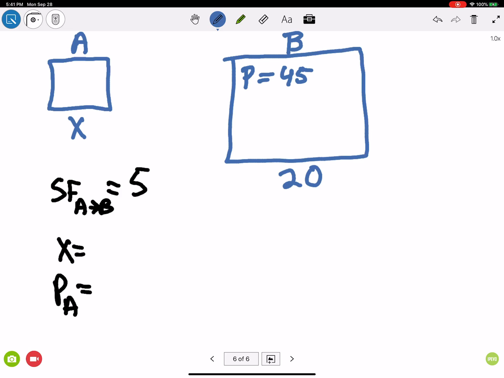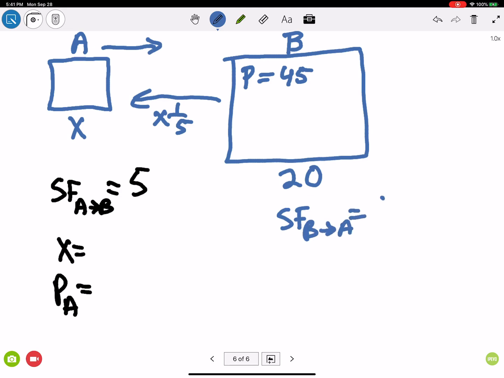Now that you're back, here's what you should have done, or could have done. If you know that to go from A to B, you have to multiply by 5, then to go from B to A, you have to multiply by 1/5. So in this case, the scale factor from B to A is 1/5. Well, what's 1/5 of 20? That just gives me 4. So the side x equals 4.